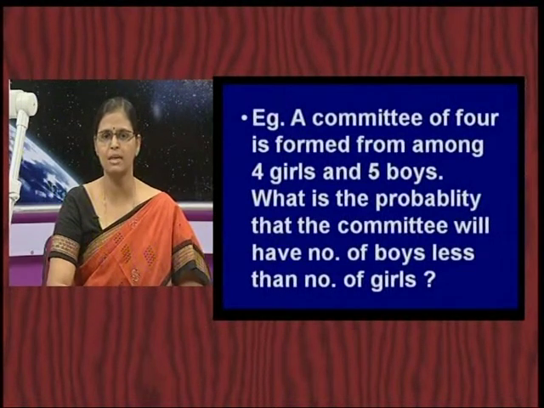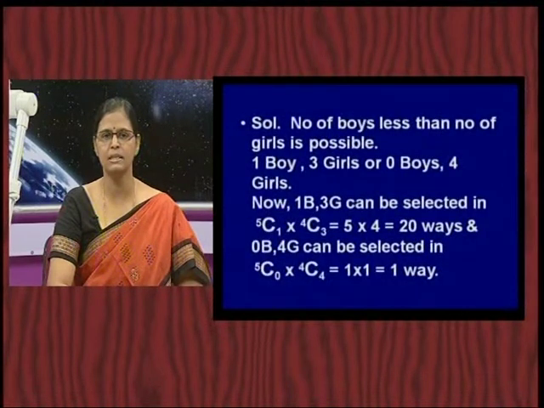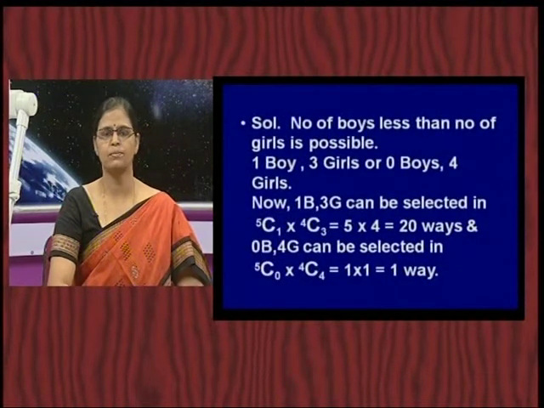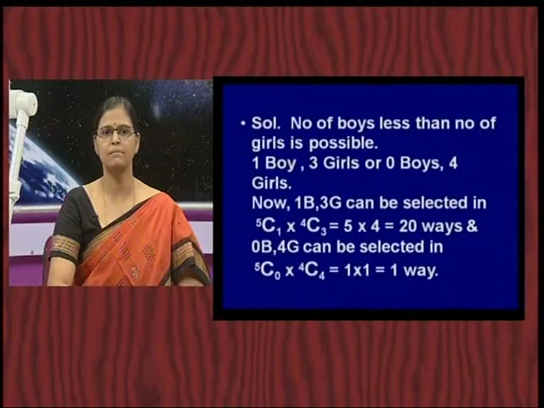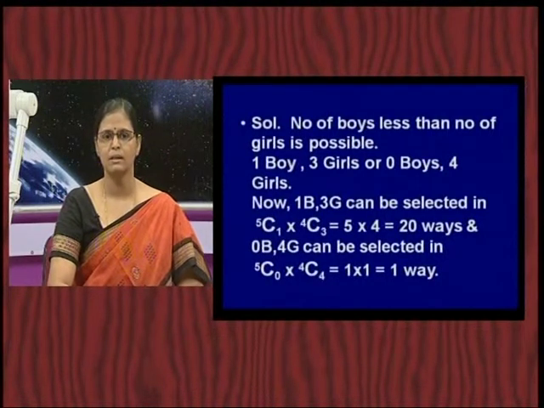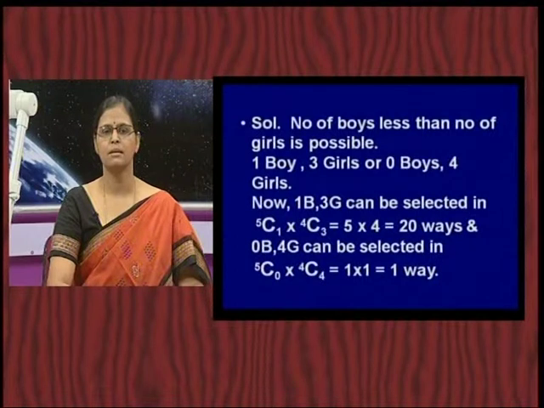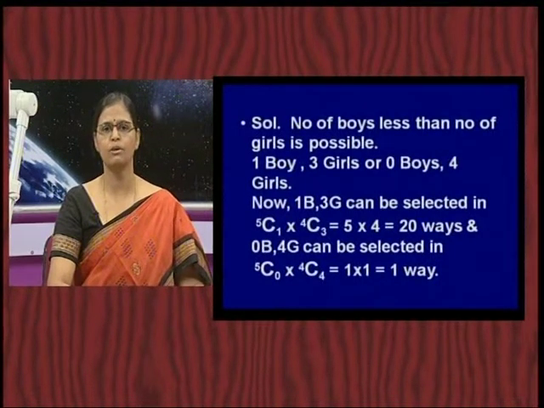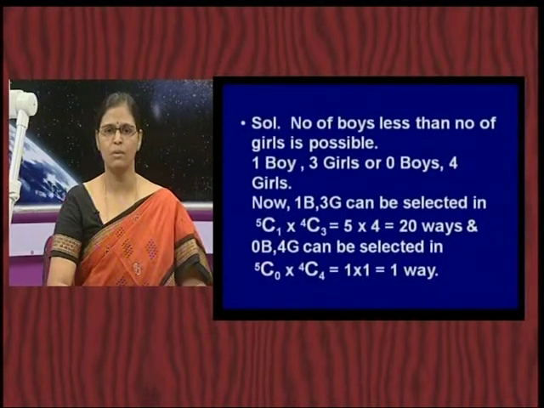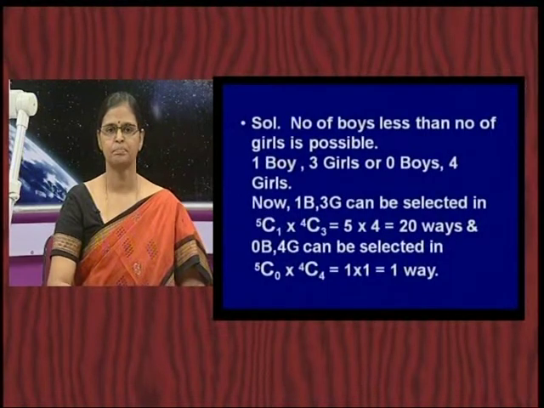So, if boys should be less than girls, what are the possibilities that we have? Because you are forming a committee of 4, you can have 1 boy, 3 girls, you can have 0 boys, 4 girls. Are you able to understand? You can't have 2 boys, 2 girls, because the situation you are interested in is boys should be strictly less than girls. Therefore, the possibilities are 1 boy, 3 girls or 0 boys, 4 girls.